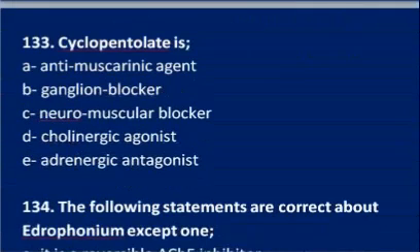Now moving on to the third MCQ, cyclopentylate: we have to identify the class for this drug. Options are anti-muscarinic agent, ganglion blocker, neuromuscular blocker, cholinergic agonist, adrenergic antagonist. So the correct option in this is A, because cyclopentylate is an anti-muscarinic agent. It is actually a cholinergic antagonist. So A is the correct option.